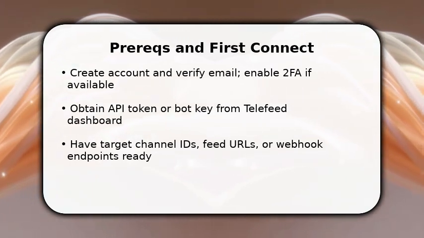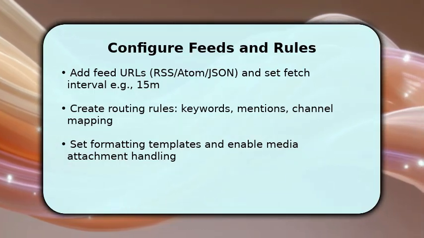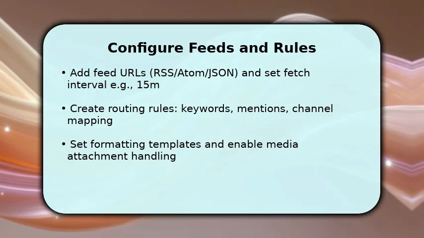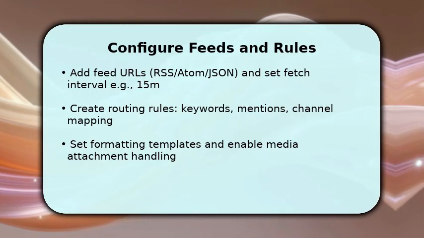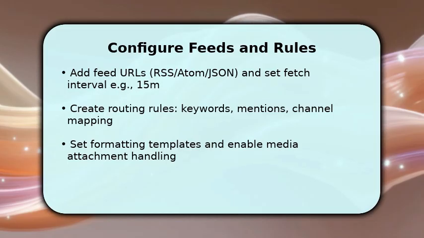Now you configure the core behavior. Add each feed URL and choose a fetch interval. 15M is a common balance between timeliness and rate limits. Define routing rules so the bot filters by keywords, mentions, or tags and maps items to specific channels.